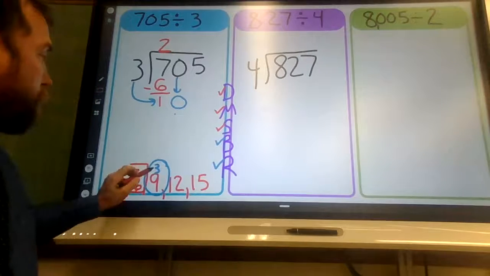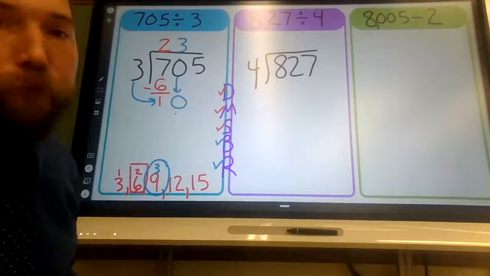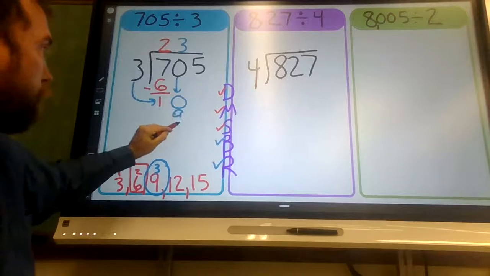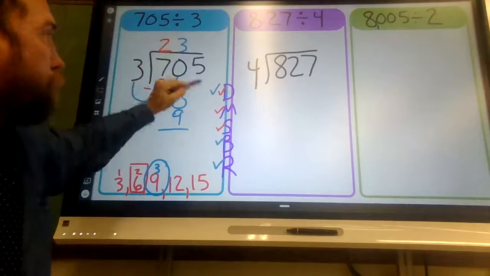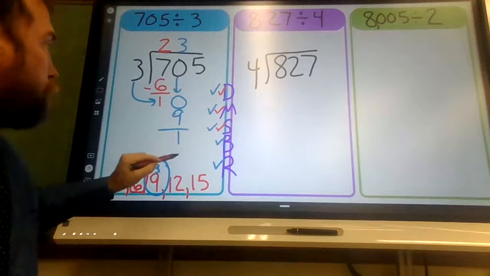3 went into 10 3 times. 3 groups. How much of the 10 did we already use? That's right here. That's 9. So D was the 3 up top. M was the 9 underneath. S, 10 minus 9 is 1.